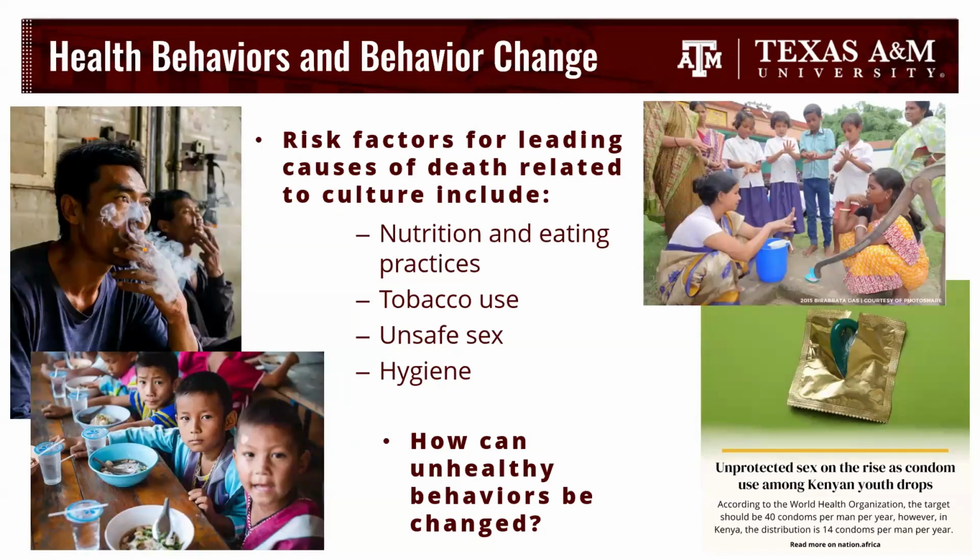All right. So that's just a really brief skim of different ways that culture can be affecting health and our perception of disease and illness and our patterns of resort and how we interact with illness. And we see that the risk factors for leading causes of death related to culture include nutrition and eating practices, tobacco use, unsafe sex, and hygiene. And that brings us to the big question: how can these unhealthy behaviors be changed? We know this is an issue. Now, what do we do about it?